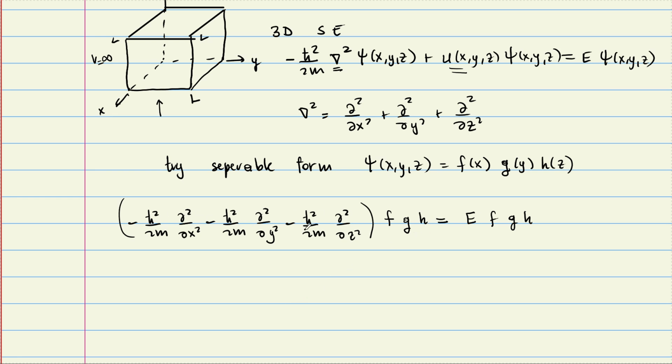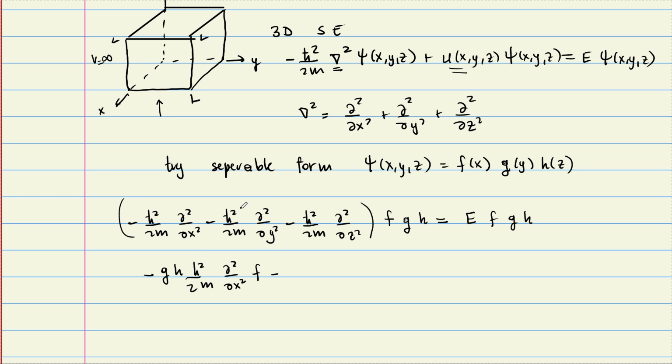Then if I hit with these derivatives, let's think about, for example, this one. So let's take this 2m. This is acting on F, G, and H. But I know G and H don't know about X. There's nothing to take a derivative with respect to X. So I can take this out, and I can just write this at minus.